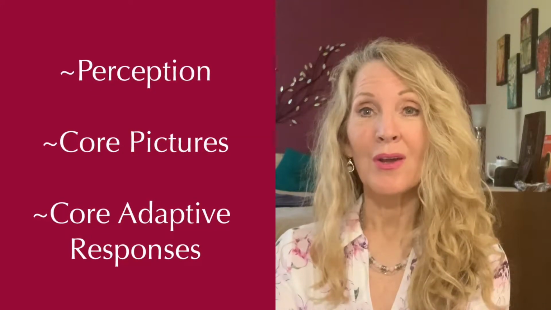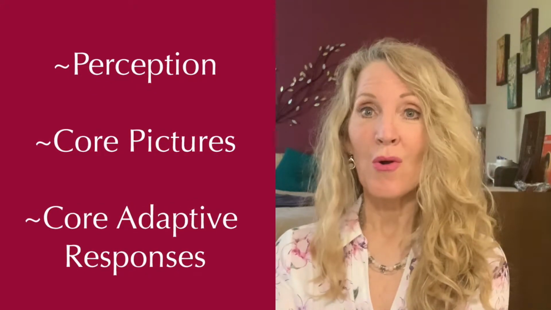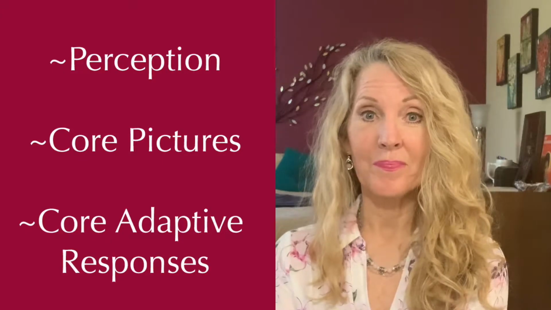In this video, I'm going to give you a brief overview of the three primary obstacles to effective communication: perception, core pictures, and core adaptive responses. These are all big issues that will take time to fully understand. So my goal here today is simply to give you a brief overview of what these obstacles are and their impact on communication. So let's begin with the first obstacle, perception.